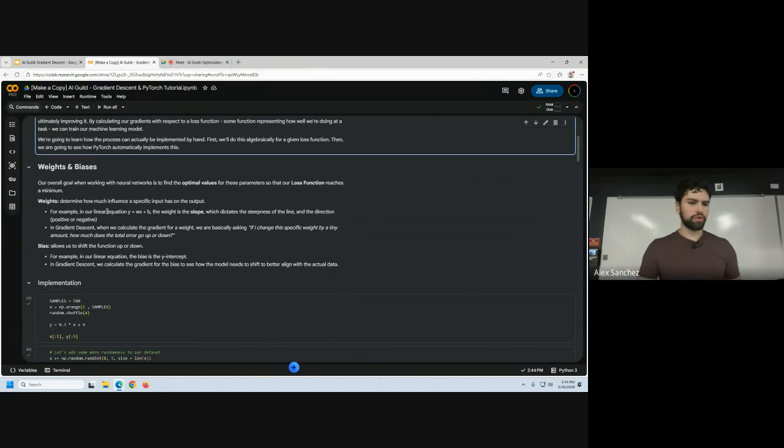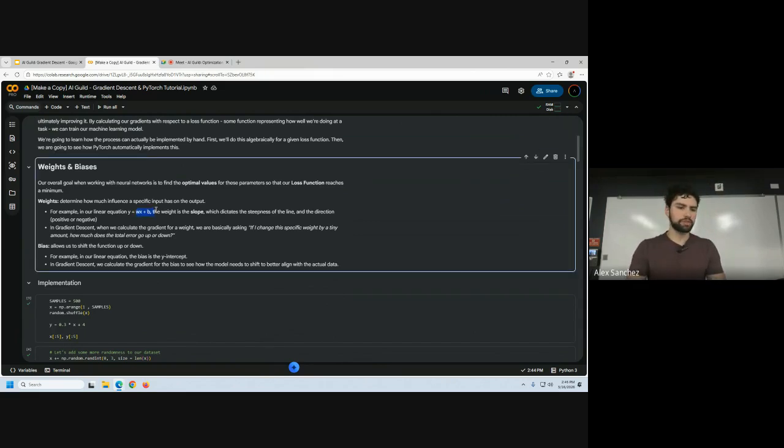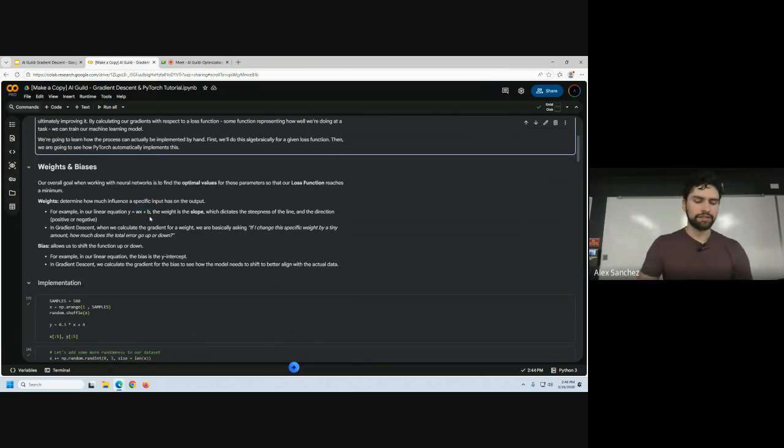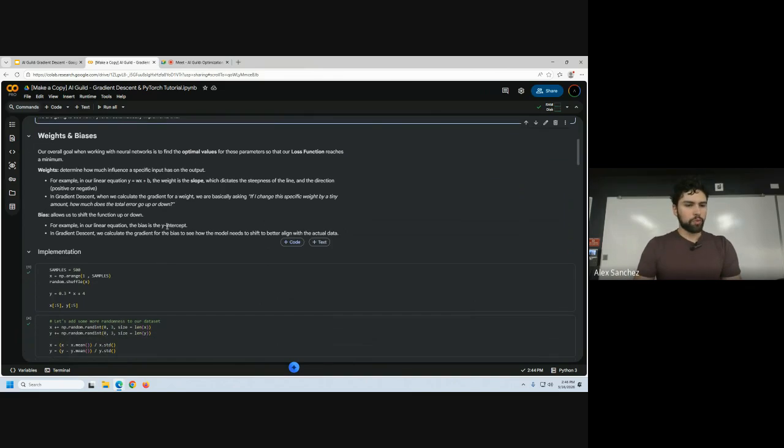So for example, in linear regression, we have y equals mx plus b. We're replacing the m with a w for weight, and that represents the slope, which represents the steepness of that line. And then what our gradient does is we basically ask, if we change this weight by a little amount, how much will the total error go up or down?